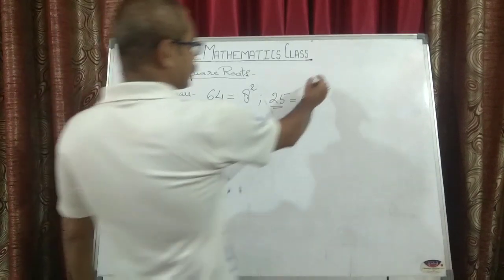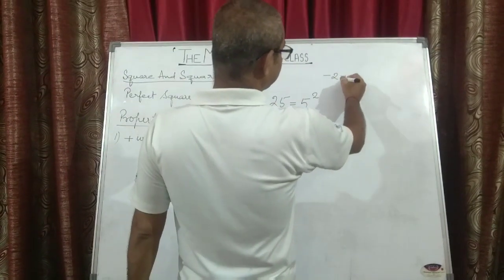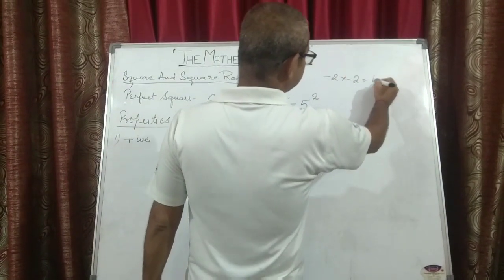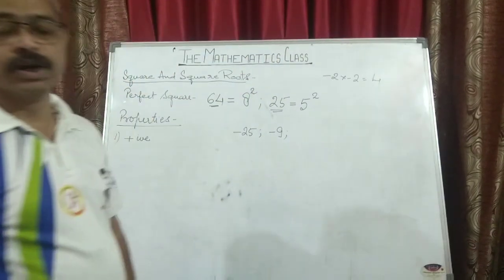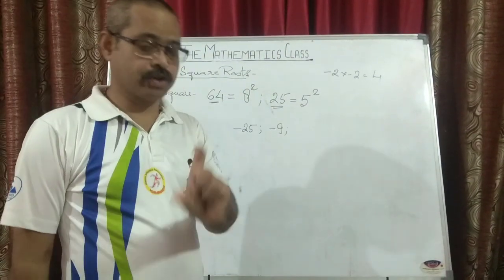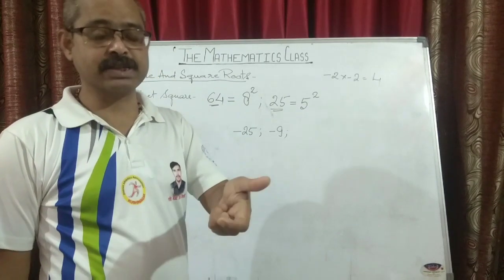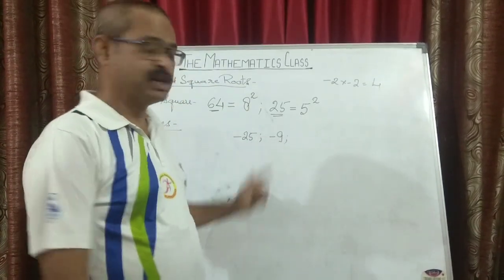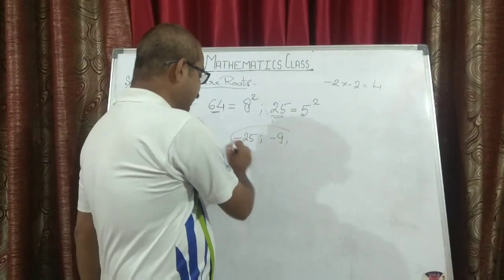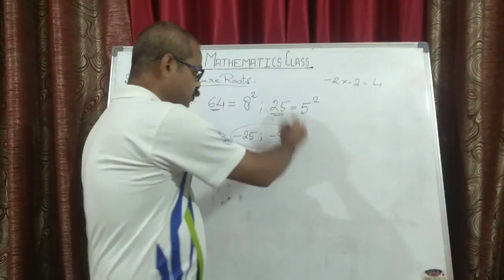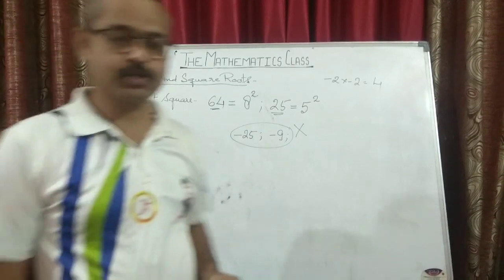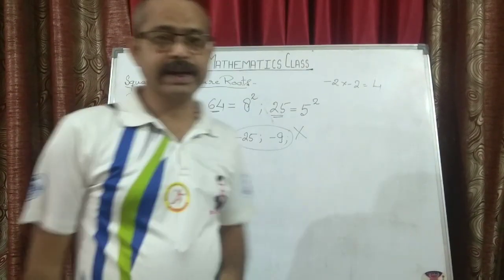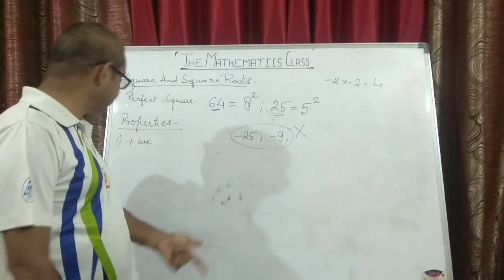Suppose I say minus 2 into minus 2, in any case you will get plus 4. You cannot multiply two same numbers with the same sign and finally get back a negative number. So these are not perfect squares. The first property of a perfect square is that it is never negative.